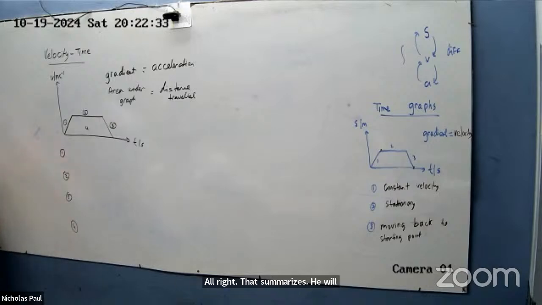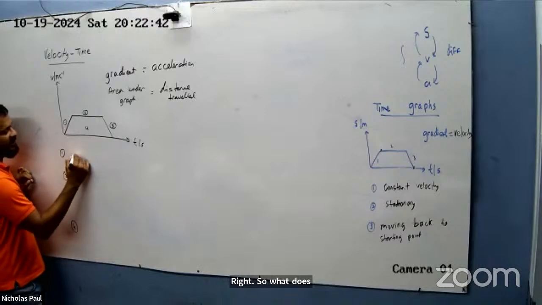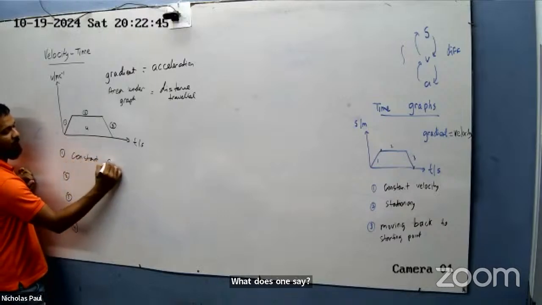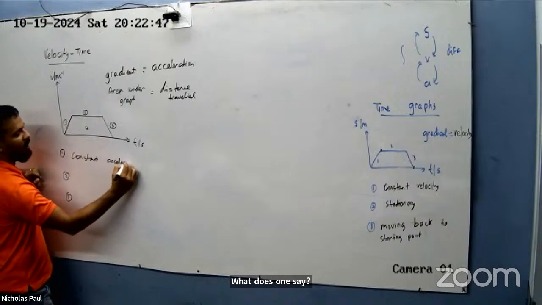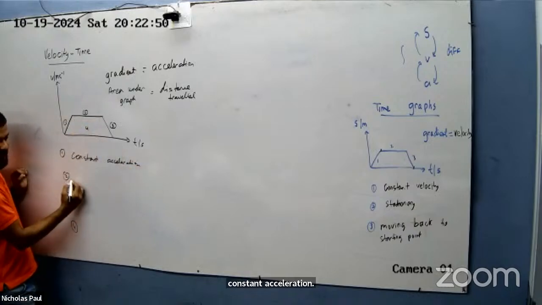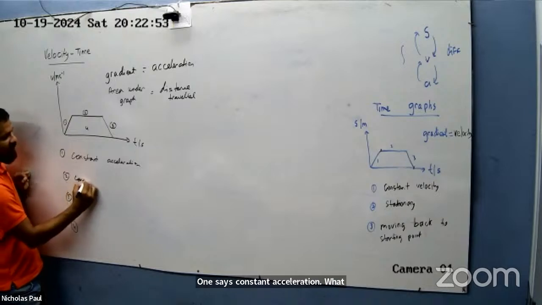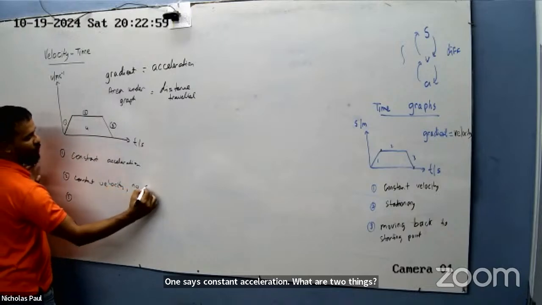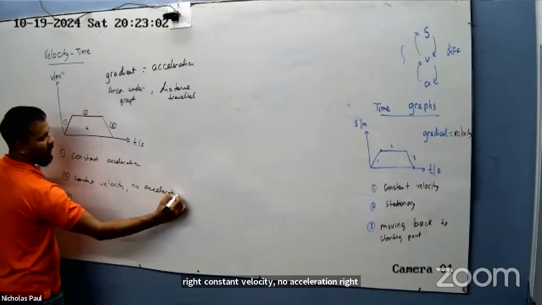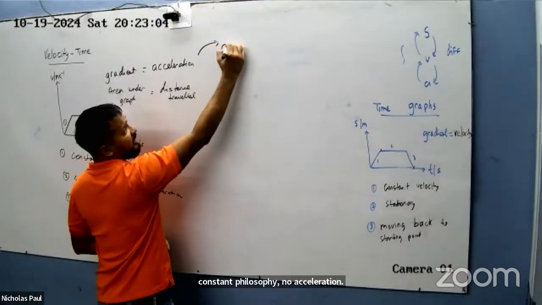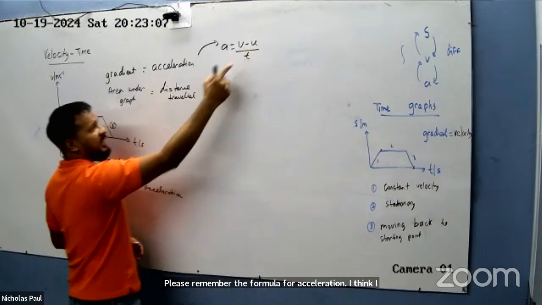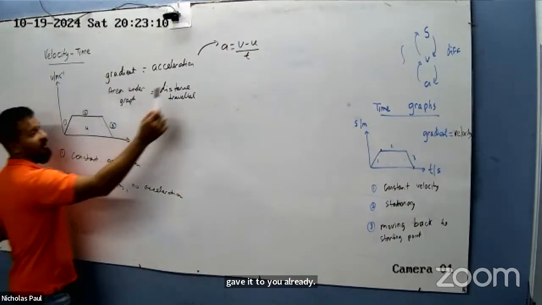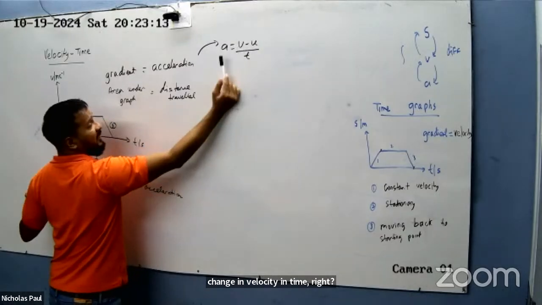So what does one say? Constant acceleration. What does two say? Constant velocity, no acceleration. Please remember the formula for acceleration. I think I gave it to you already: change in velocity over time. So if your velocity is constant, then this whole value is 0.